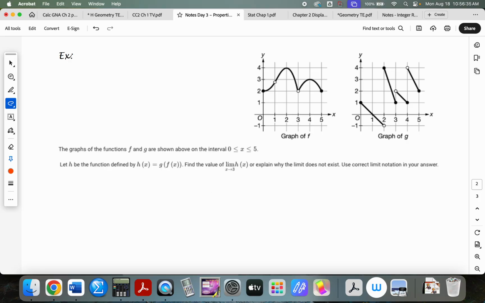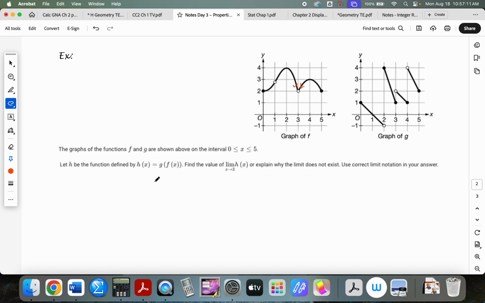All right. So as x approaches 3, what does f of x approach? It approaches 2, doesn't it? But notice, and this is the tricky bit for this one, it approaches 2, but it approaches 2 from above, meaning its value's bigger than 2.